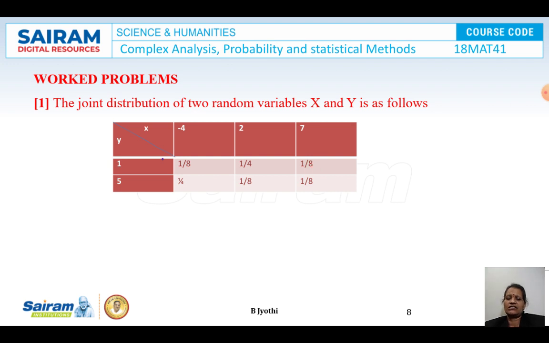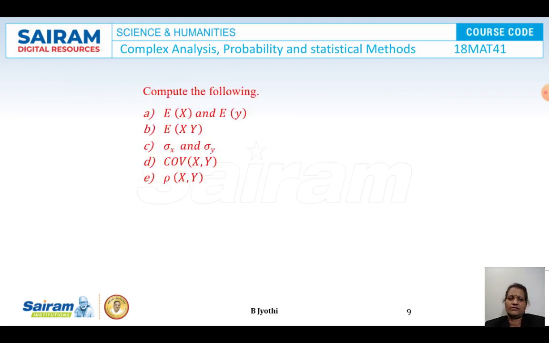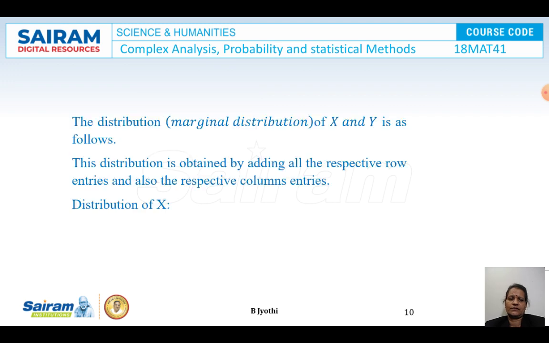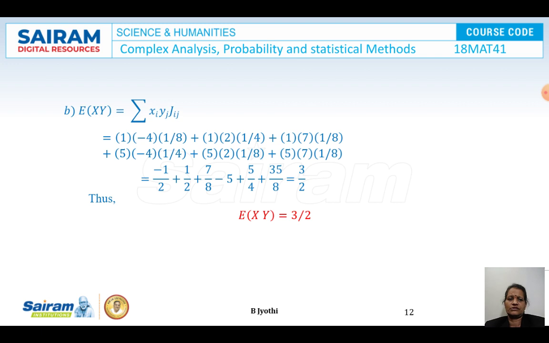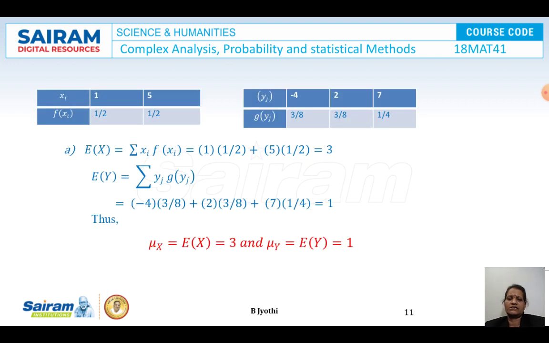And column wise, if we add, then for y, 1 by 8 and 1 by 4 will be 3 by 8, and 1 by 4 and 1 by 8 again it is 3 by 8. So likewise we can give the table. You can refer here, this is the table which we have done. So 3 by 8, 3 by 8 and 1 by 4.